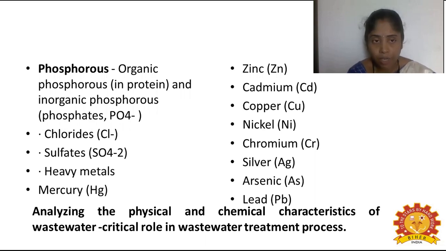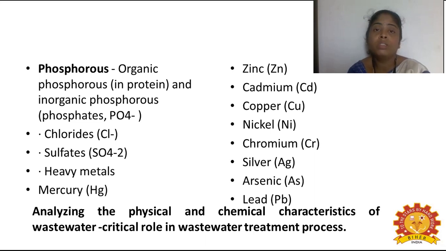There are various methods that can be used to determine the different concentrations of these chemicals using various studies or tests. These can be done with the help of chemical and physical analysis of the characteristics of wastewater, which plays an important role in the wastewater treatment process.